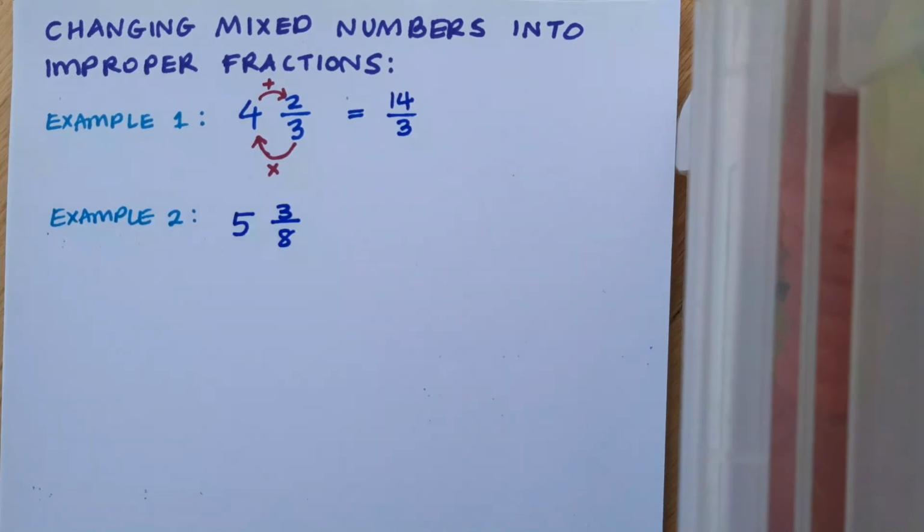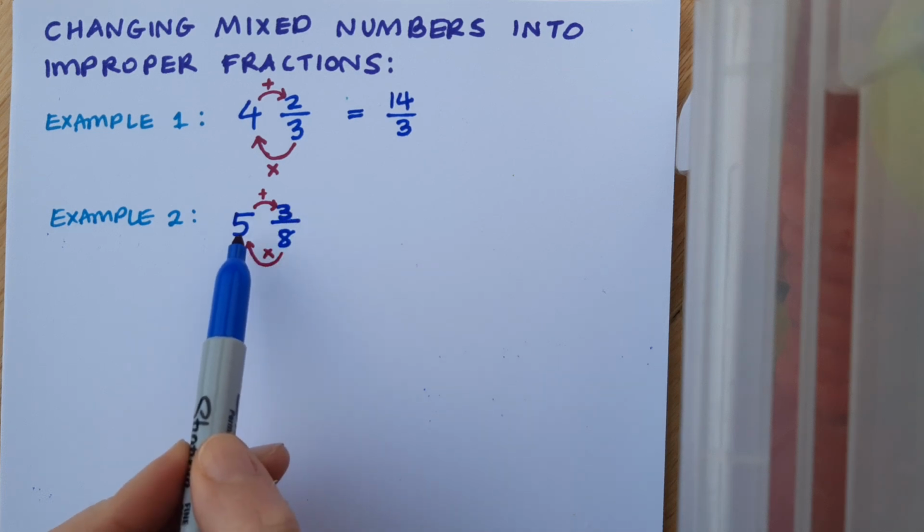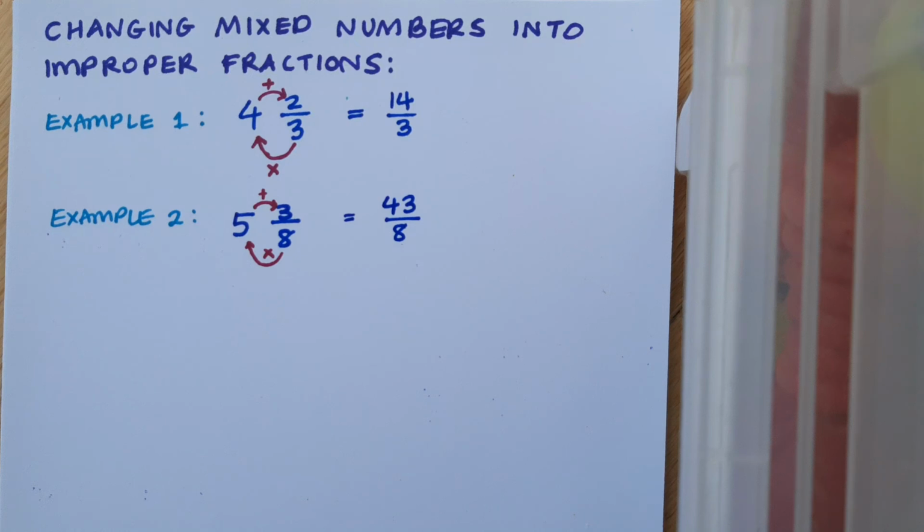Let's do a second example. So this time I've got 5 and 3/8, and again I want to change it from a mixed number into an improper fraction. So again, I'll multiply and add. So 8 by 5 is 40, plus 3 is 43, and I keep the same denominator as before.